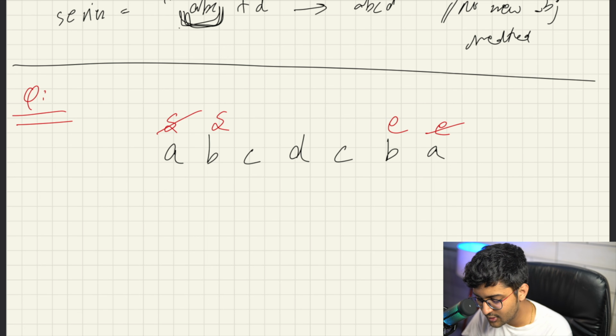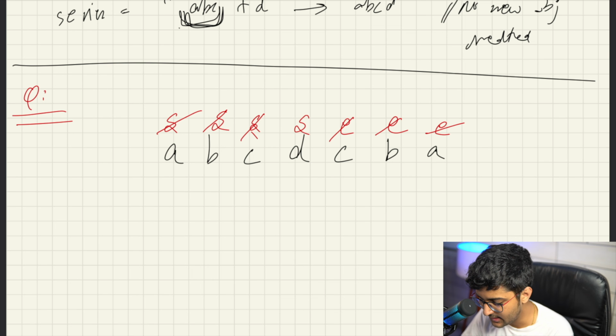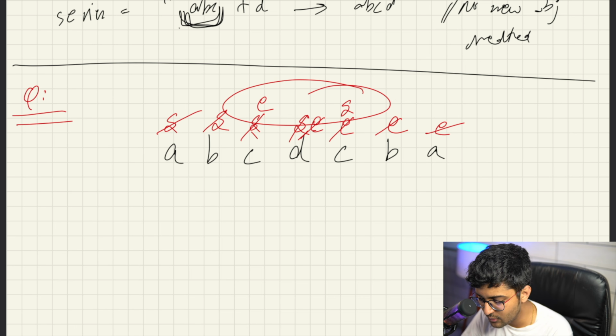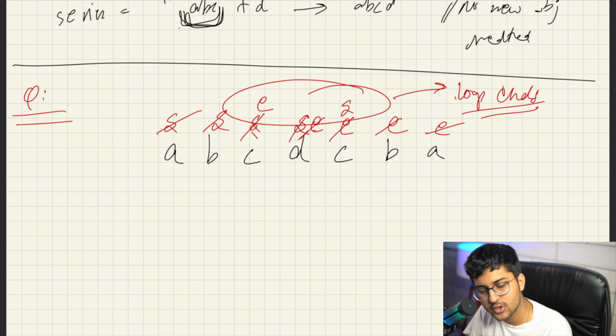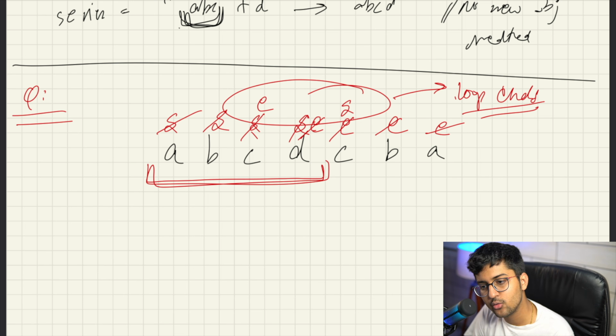Is start equal to end? Yes, it is. Start will move ahead, end will move before. Is start equal to end? Yes, it is. Start will move ahead, end will move before. Is start equal to end? Yes, it is. Start will move ahead, end will move before. The while loop will end over here. We can also use a for loop. Since we are only going till the half of the array, we can run the for loop till half of the array.